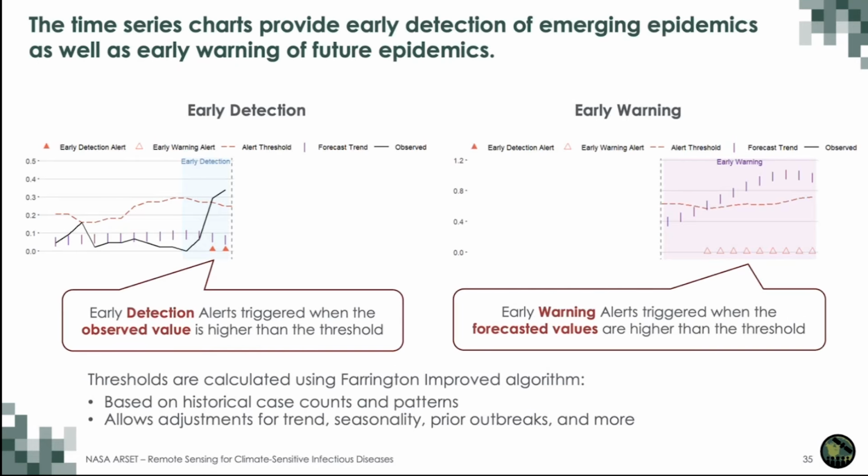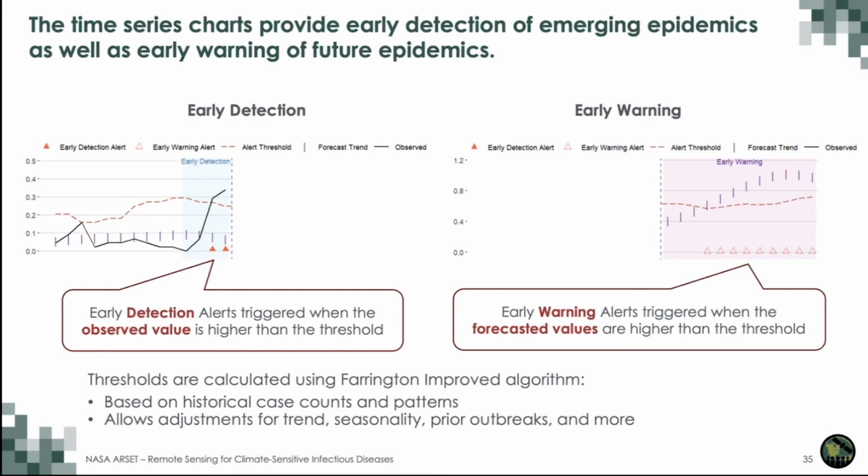Here, I just want to look a little more closely and highlight that difference between early detection and early warning. To reiterate, early detection alerts are triggered when the observed value is higher than the threshold. And thresholds are calculated using an algorithm called the Farrington algorithm. It's an epidemiological model that looks at historical case counts and patterns and tries to estimate what is normal during a given season, what's expected at this time of year. So if you look on the left, you can see that cases have just shot up in the past couple of weeks. They've broken above that threshold, and that is an indicator that cases are at least somewhat likely to keep climbing into the future.